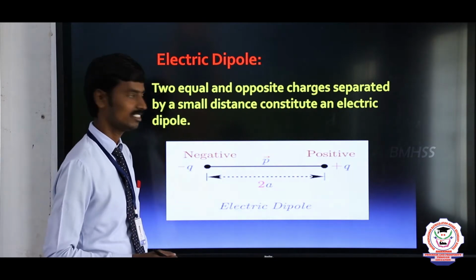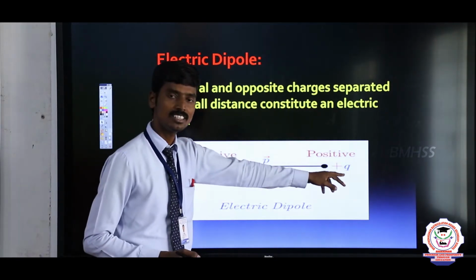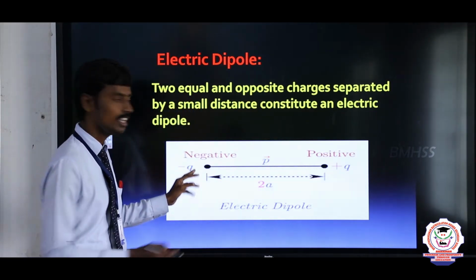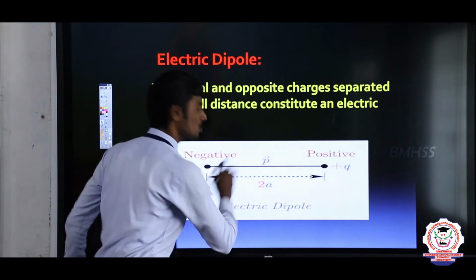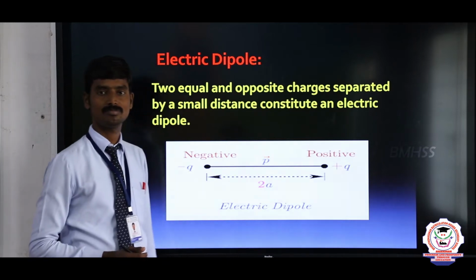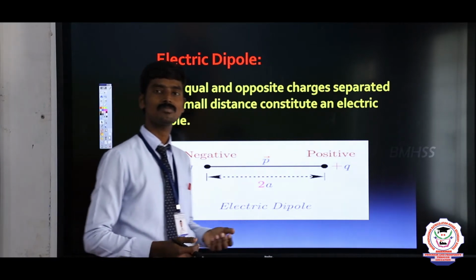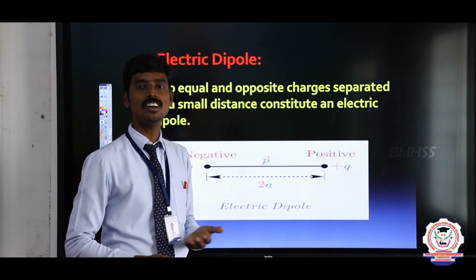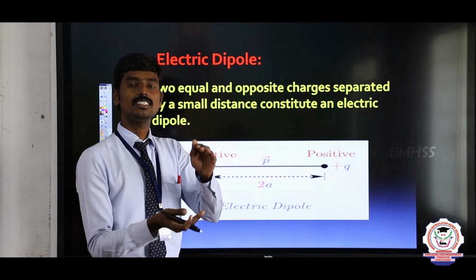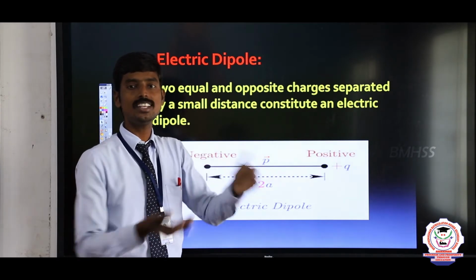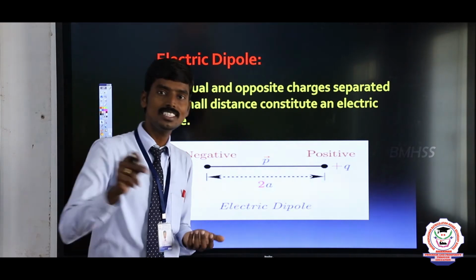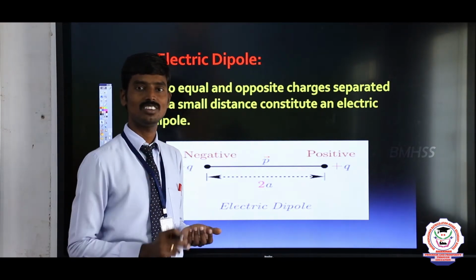For example, plus Q charge, one type of charge, and minus Q charge, another type of charge. These two charges separated by a small distance 2a constitute an electric dipole. Basically, in some molecules the centers of charges do not coincide. Such molecules we call dipoles.